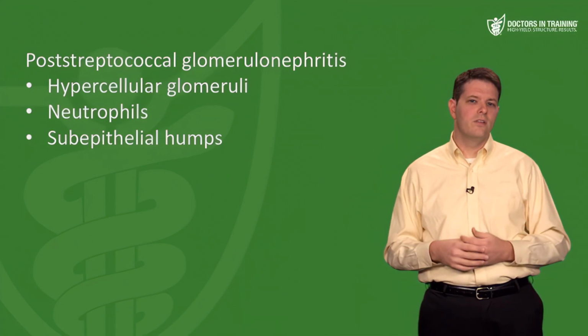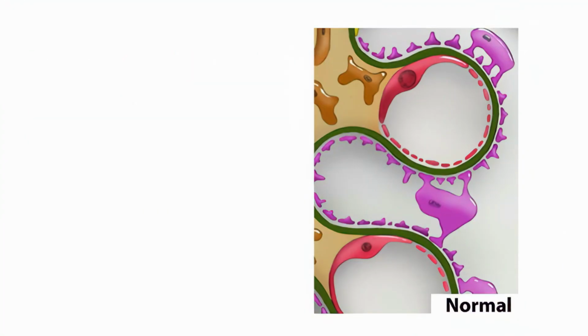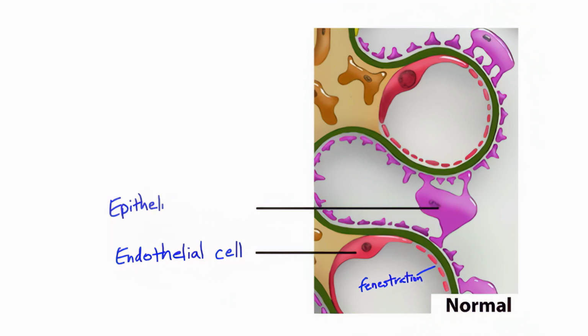So let me walk you through this on a drawing and then we'll look at the real deal. This is a drawing of a normal glomerulus. And I want to start by orienting you to the different parts so that when we look at the abnormal ones, you know what you're looking at. These pinkish red cells are the endothelial cells of the glomerular capillaries, which have fenestrations that allow plasma to be filtered. The purplish cells are the epithelial cells with podocyte foot processes, nice uniform foot processes.